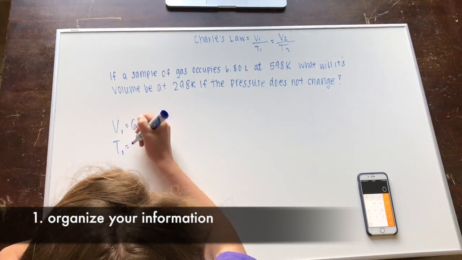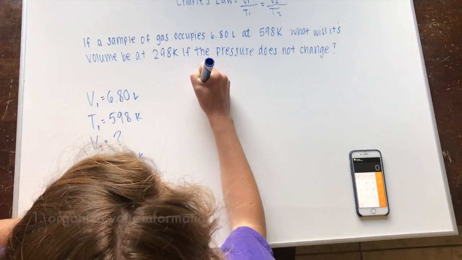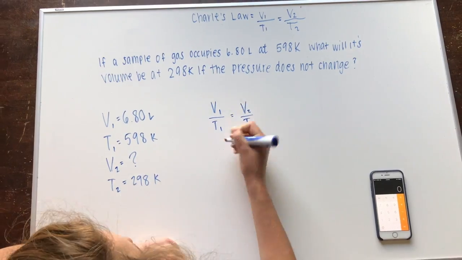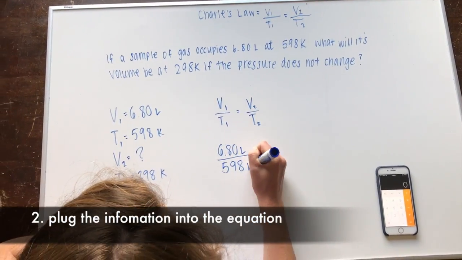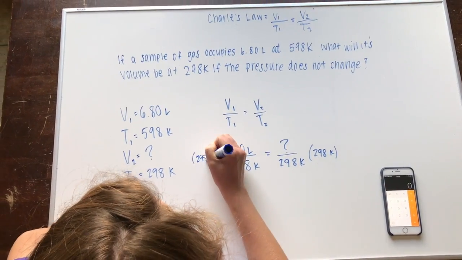To find the missing volume or temperature using Charles's law, use the equation V1 divided by T1 equals V2 divided by T2. Now, using the equation, let's look at an example. If a sample of gas occupies 6.8 liters at 598 Kelvin, what will its volume be at 289 Kelvin if the pressure does not change?